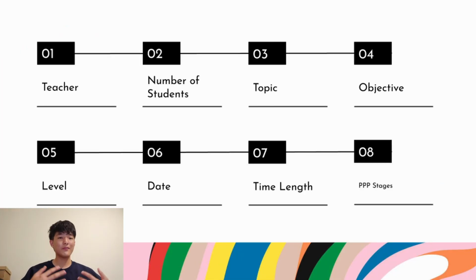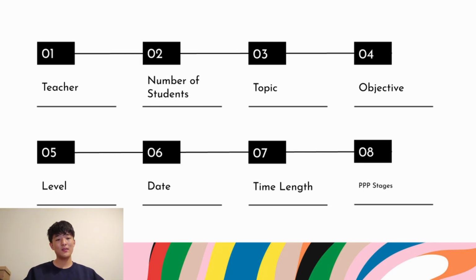Now, what I mean by parts of a lesson plan is the general information that we are going to be putting in the document, or the organizational structure, as I mentioned before, which is the lesson plan. The first element is going to be the teacher, then the number of students, the third is the topic, the fourth is the objective, the fifth is the level, that is to say, the level of English we're going to be teaching, in this case because we're in an English class.